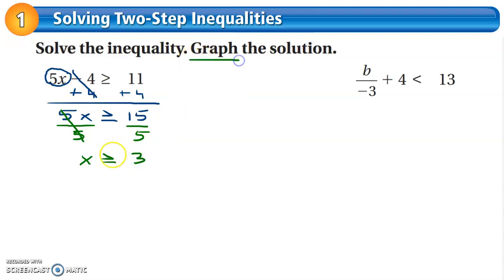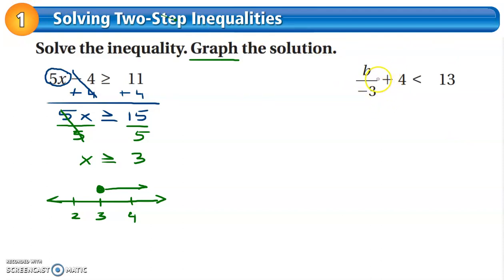We need to graph the solution, so let's make a little number line. There's 3. We can do a number to the left and a number to the right. All right, and then since I have my variable on the left side, I can follow the direction of this sign. So this is a closed circle. It's or equal to, and it goes to the right because it says x is greater than or equal to 3, and all the values over here are greater than 3. 4 is greater than 3. All right.